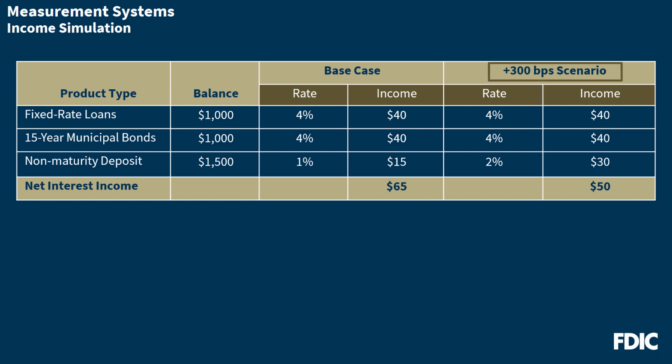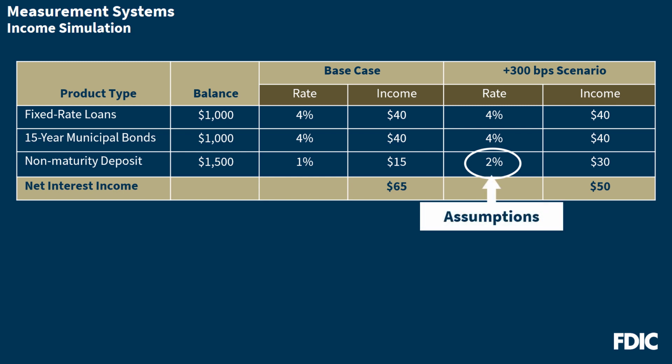In a plus 300 basis point movement, the rate on loans and municipal bonds did not increase because those assets are fixed rate and long-term. However, the rate on non-maturity deposits increased, but not by the full 300 basis points. It only increased 100 basis points. That's because of model assumptions, which we'll discuss in more detail in a few moments. After calculating interest income and expense on the bank's earning assets and interest-bearing liabilities, the model estimates net interest income if market rates increase 300 basis points.